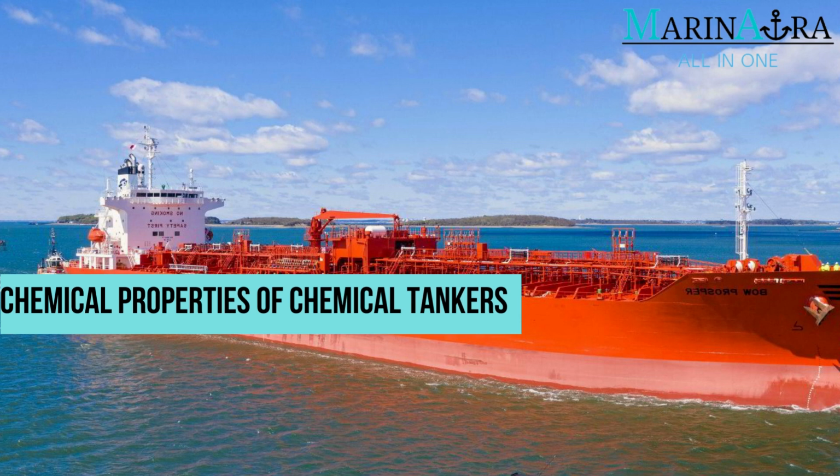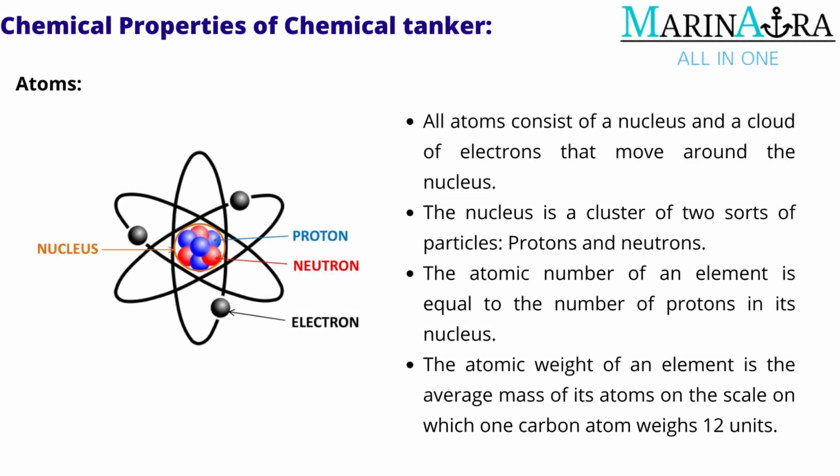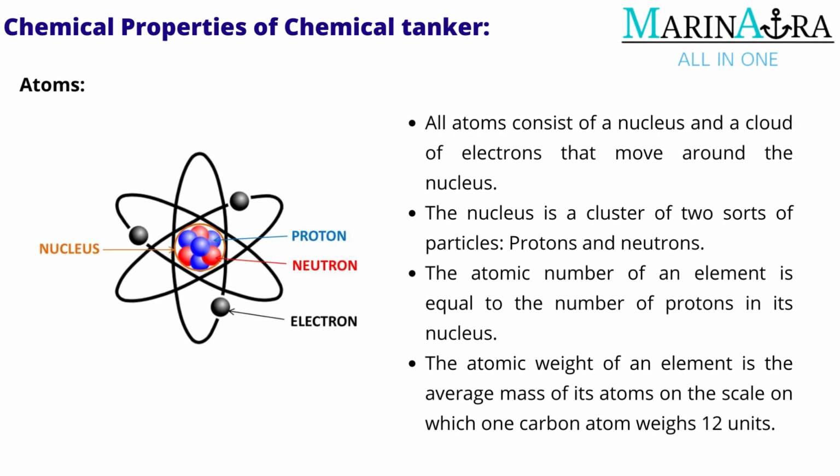In today's video, let's see the chemical properties of chemical tankers. Atoms. All atoms consist of a nucleus and a cloud of electrons that move around the nucleus. The nucleus is a cluster of two sorts of particles, protons and neutrons. The atomic number of an element is equal to the number of protons in its nucleus.